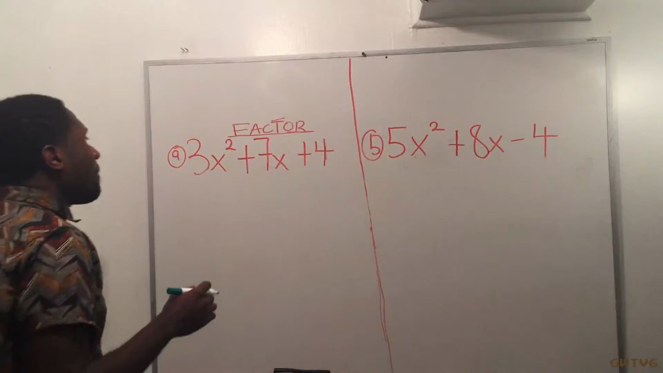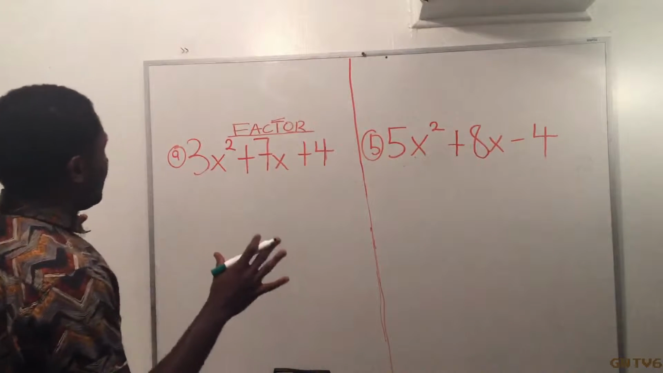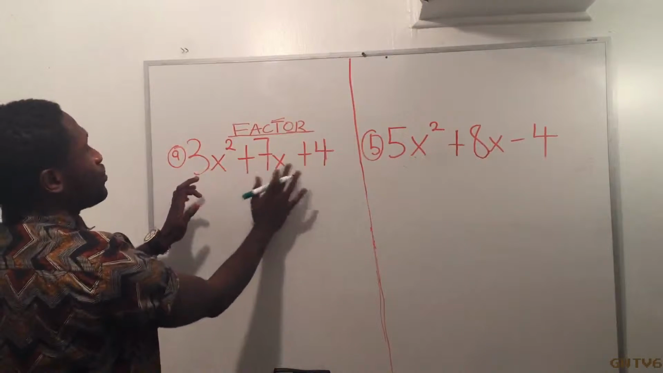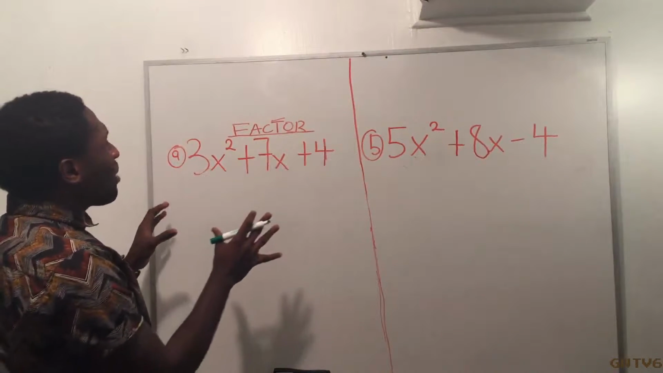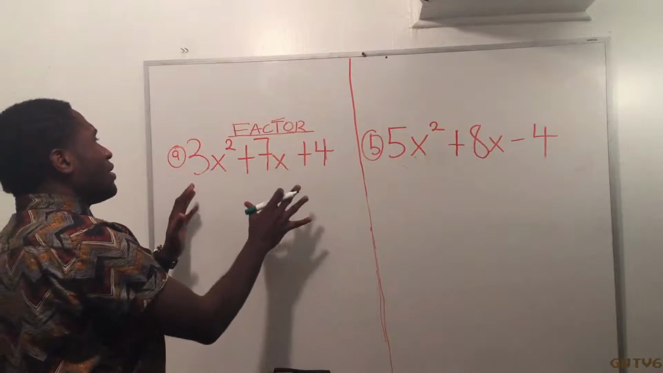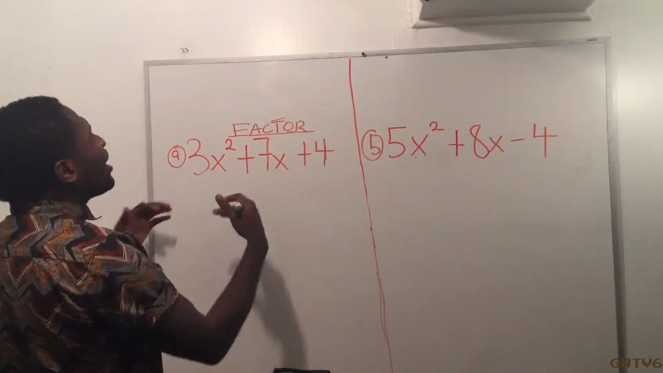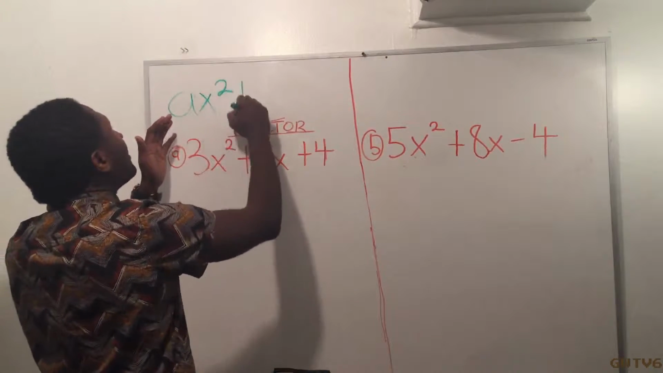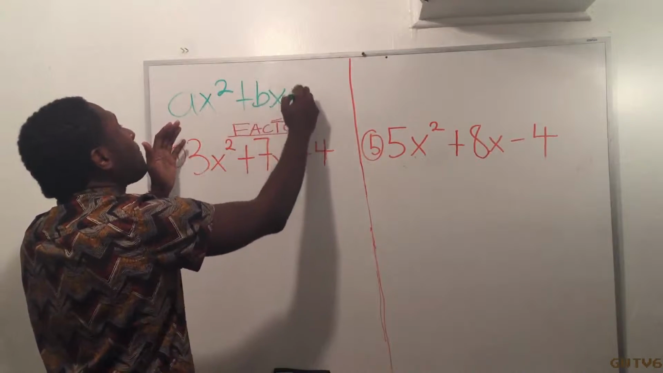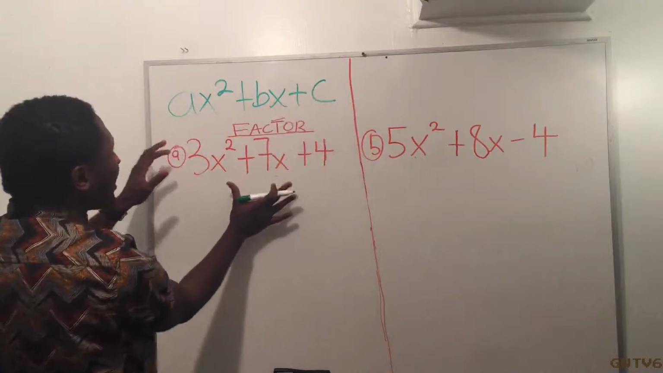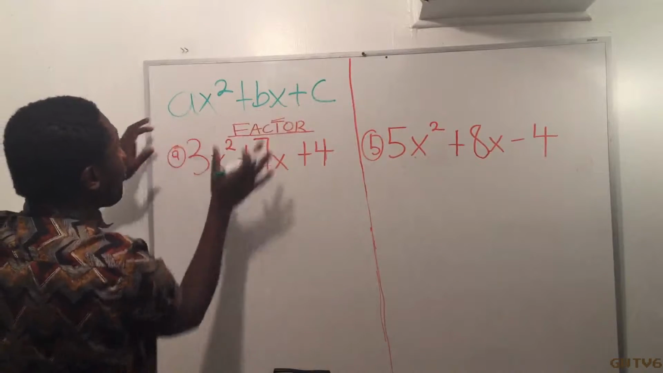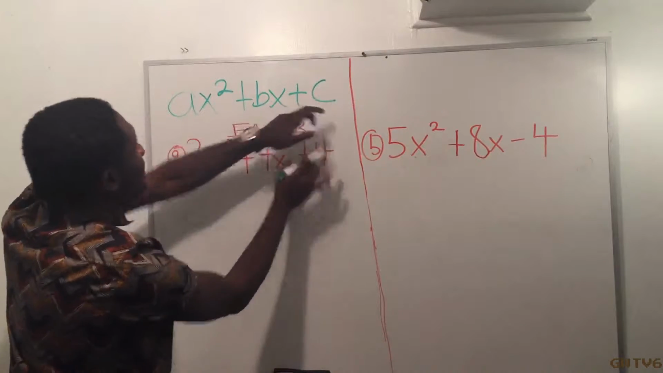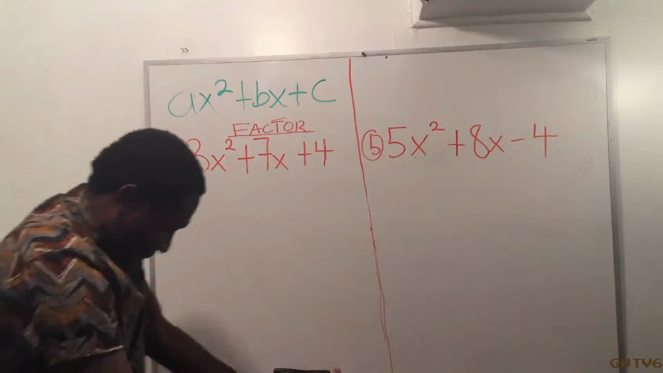Alright, so I know I'm being asked to factor here, but I see three terms: 1, 2, 3. And whenever I'm being asked to factor and I see three terms, I know I have to first make sure it's in this form: ax squared plus bx plus c. And looking at this right here, it is in that form: ax squared plus bx plus c. So I'm good.